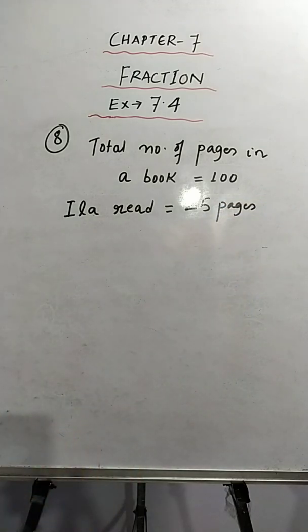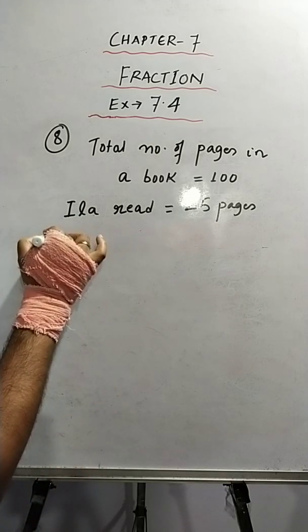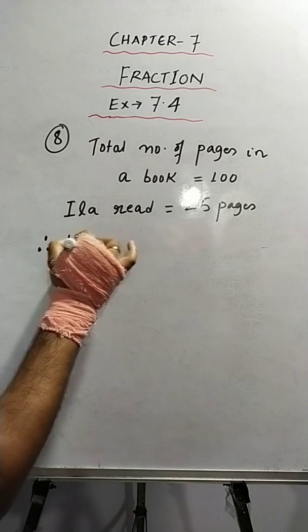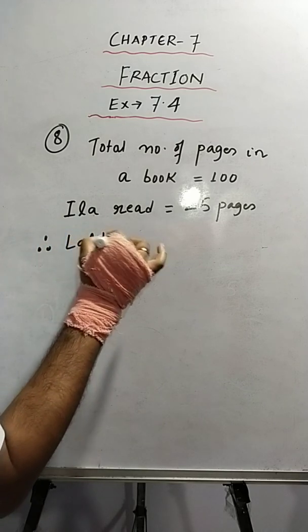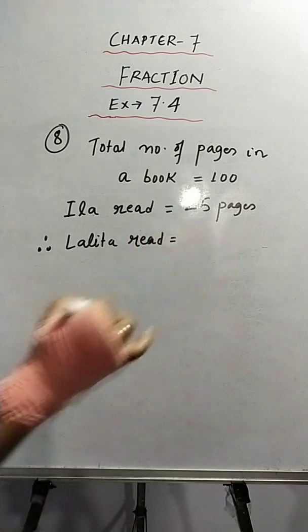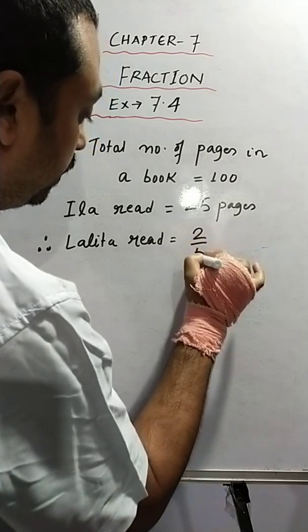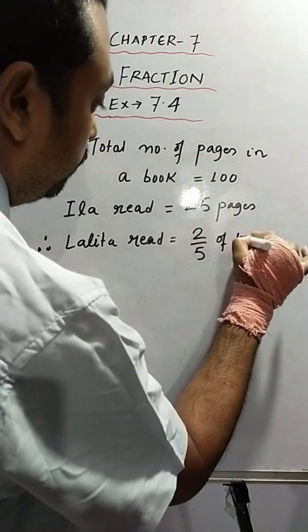Fine. Now there is another girl Lalita. Now Lalita read how much? 2 by 5 of the whole book. So therefore Lalita read, that is what? 2 by 5, isn't it? So 2 by 5 of whole book.